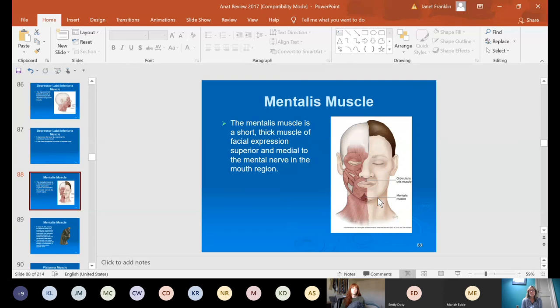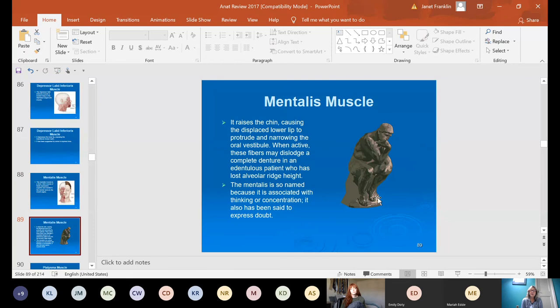The mentalis muscle is a short, thick muscle of facial expression superior, or above, and medial, more inward, to the mental nerve in the mouth region. It raises the chin, causing the displayed lower lip to protrude and narrowing the oral vestibule. When active, these fibers may dislodge a complete denture in an edentulous patient who has lost the alveolar ridge height. We talked a little bit yesterday about you losing your alveolar ridge if you don't have teeth.